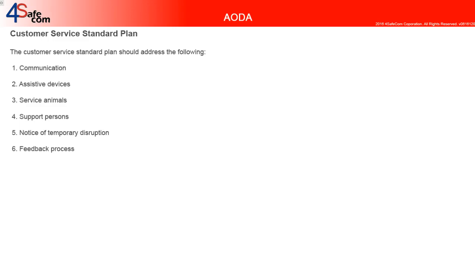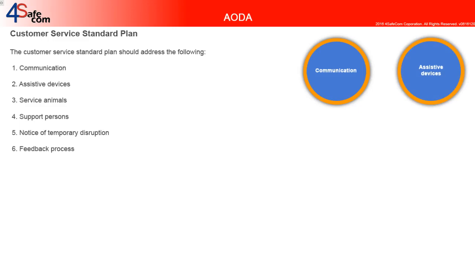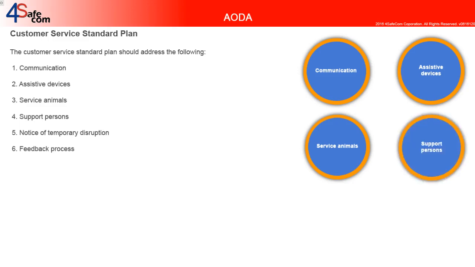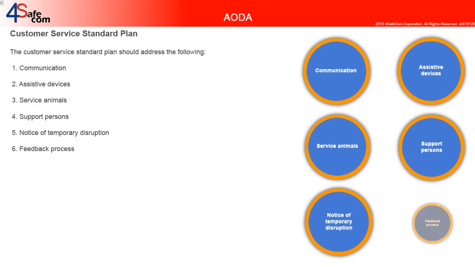Customer Service Standard Plan. The Customer Service Standard Plan should address the following. 1. Communication. 2. Assistive devices. 3. Service animals. 4. Support persons. 5. Notice of temporary disruption. 6. Feedback process.